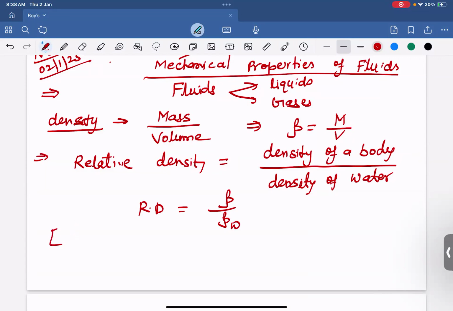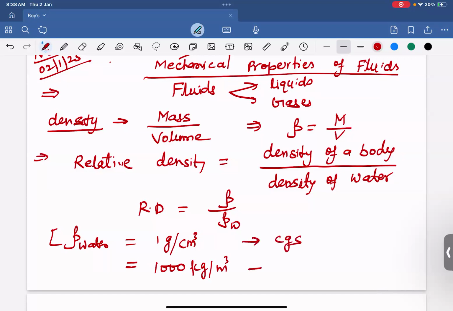Normally, the density of water is 1 gram per centimeter cube in the CGS system. In the SI system, you can write 1000 kilogram per meter cube. This value is in CGS. This value is in SI. Understood? Yes, sir. Okay. I have written.